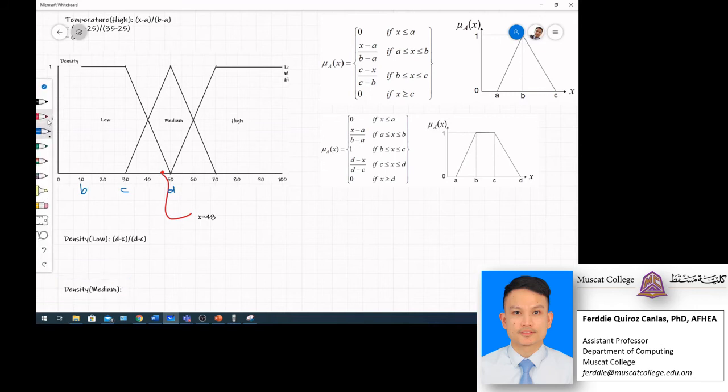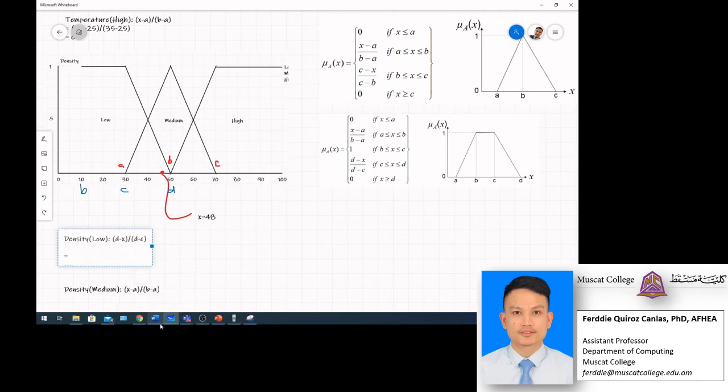So let's mark this. Let me use red pen to indicate its triangle. So this is A, this is B, and this is C. Okay? So our density with this medium lies between A and B. So A and B here. So we have to follow the formula X minus A over B minus A. X minus A divided by B minus A. Any question here? Good so far. Let's now proceed to the substitution of the values.